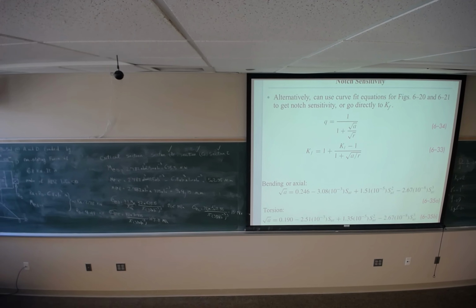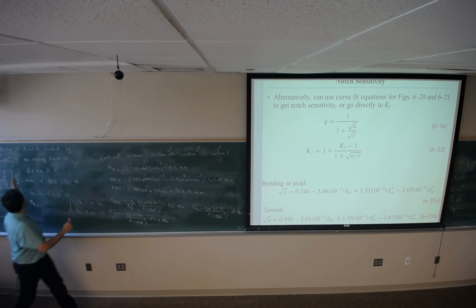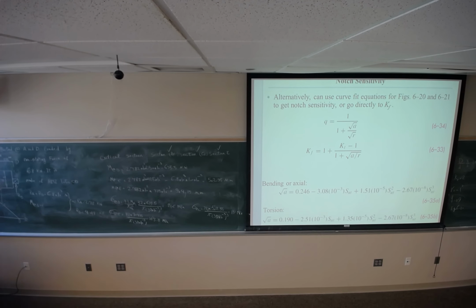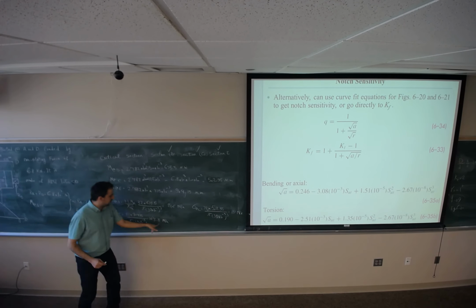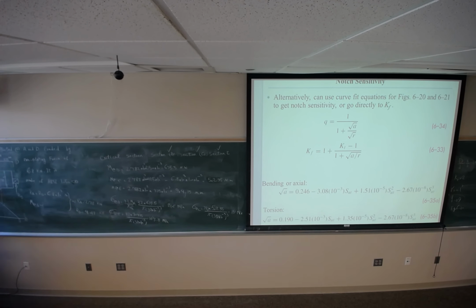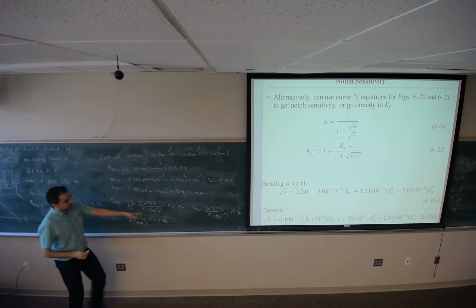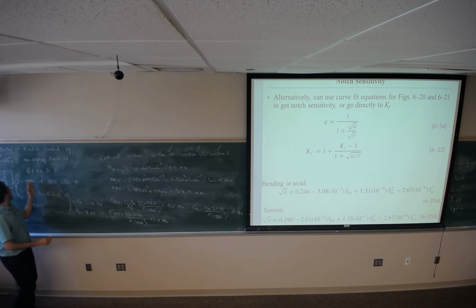So 216 is for this cross section with discontinuity. 167 is for this cross section with no discontinuity, and this one is 119 for this section with the discontinuity.